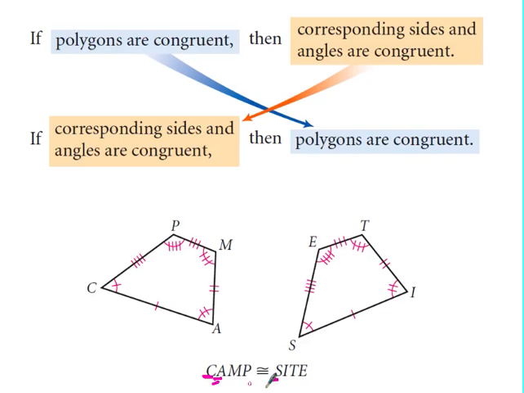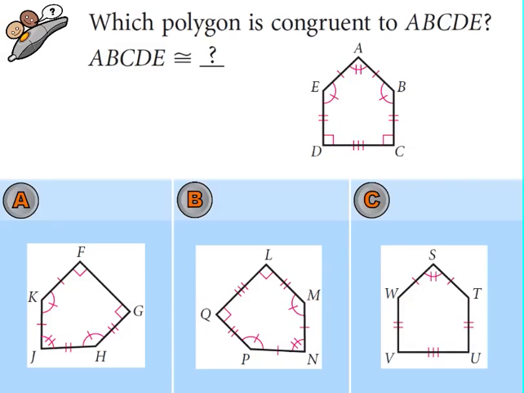A is congruent to I. Those 2 are partnered up since they are the second letter. They match, they are the same. Okay? M is the same as T. Those match up, and P is the same as E. So order is extremely important on these, and that's what we're going to look at. So which polygon is congruent to A, B, C, D, E?